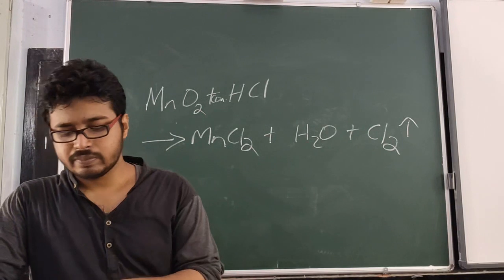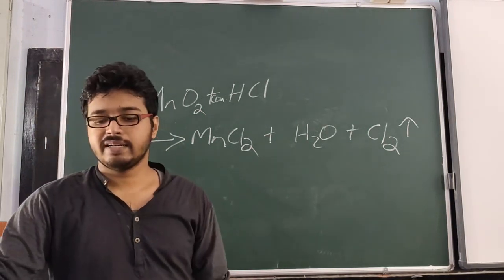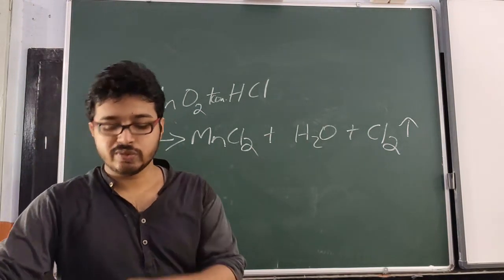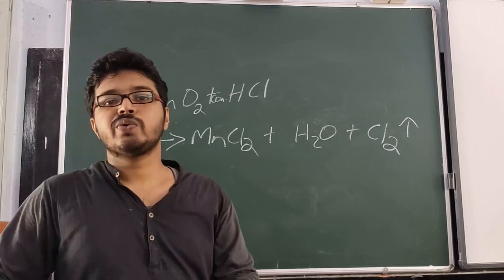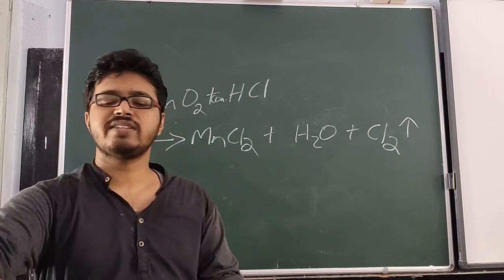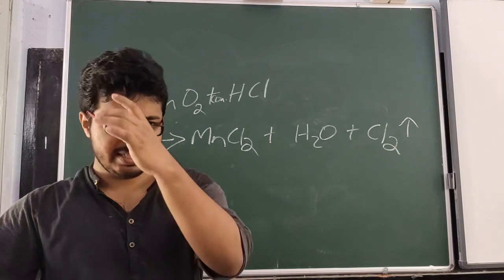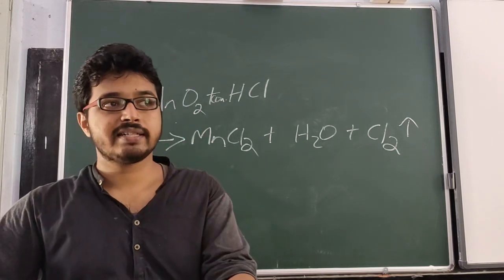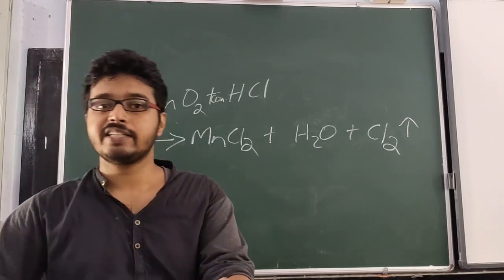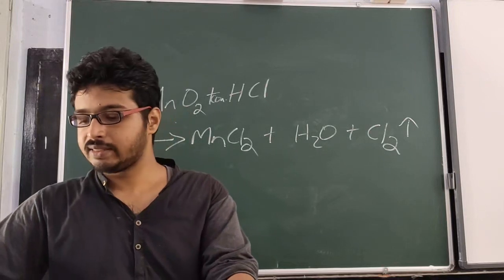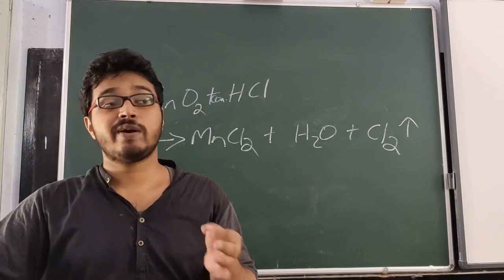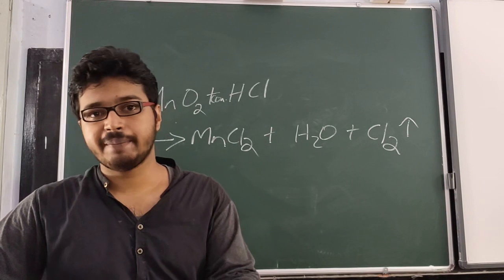Now, the last part of this chapter is the uses of HCl. You can write the uses of HCl as such. It is used as an acid. It is used in laboratories. It is one of the important reagents for many chemical reactions.